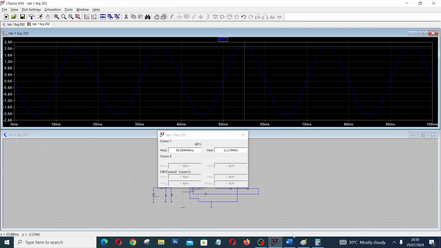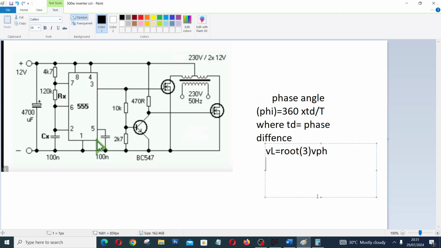Then power is given by √3 VL IL cos theta.